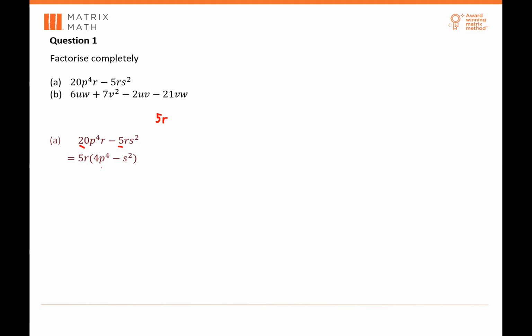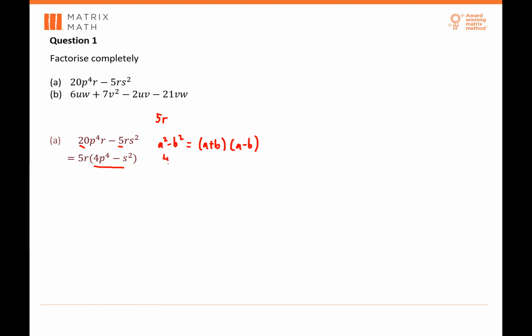Then you observe this 4P power 4 minus S squared. See whether you can factorize this further. So 4P power 4 minus S squared, it looks like two squared terms. Remember your A squared minus B squared? You have two squared terms. So if I have A squared minus B squared, if I factorize this, I get A plus B, A minus B. Okay, so same for this.